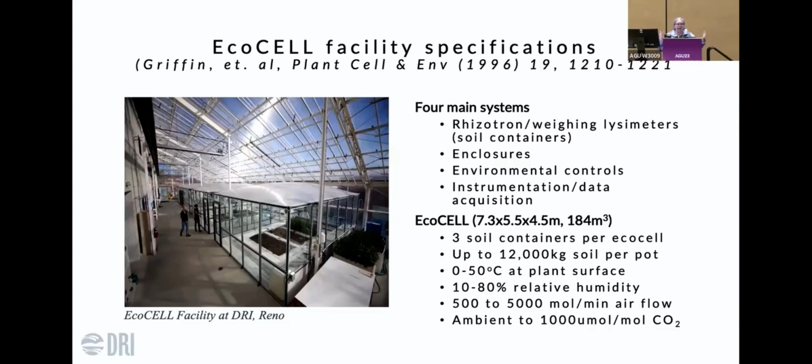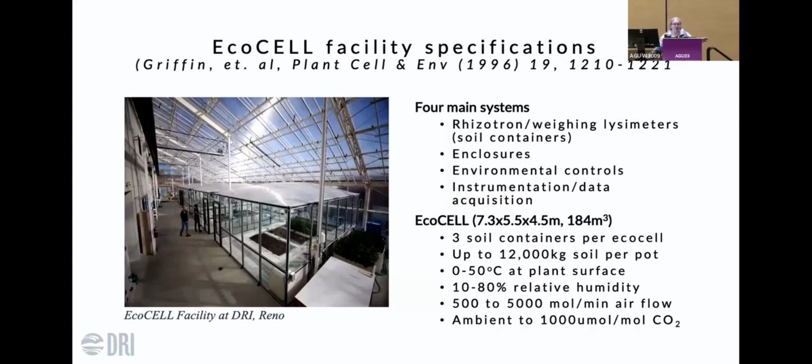So we have those containers that hold the soil, which can hold up to about 12,000 kilograms of soil. I'll show you an example of bringing some of that in. We can scale the temperature, so we have complete control over the environment in each one of the cells independently. So we can scale the temperature, the relative humidity, the airflow, and we can also look at concentrations above ambient for CO2. So we have the ability to do things in a controlled way that allows us to look at fluxes under current conditions and scale to future climate conditions.